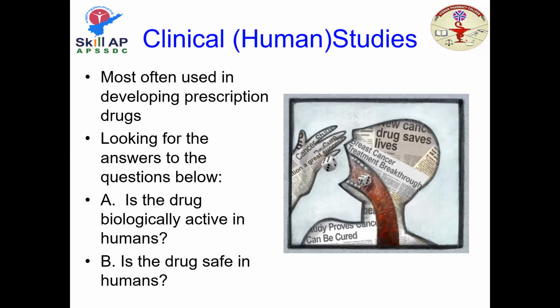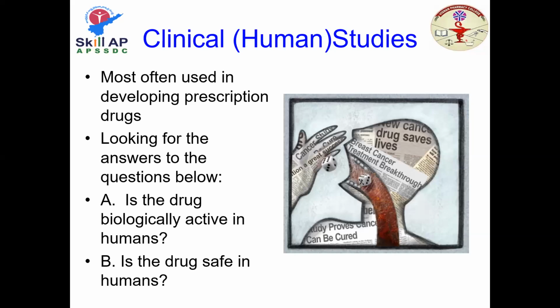So clinical studies is nothing but where we are performing on human volunteers or human subjects. Most often used in developing prescription drugs. So at the end stages only, we will be going. Earlier, we are not going to check in the humans.